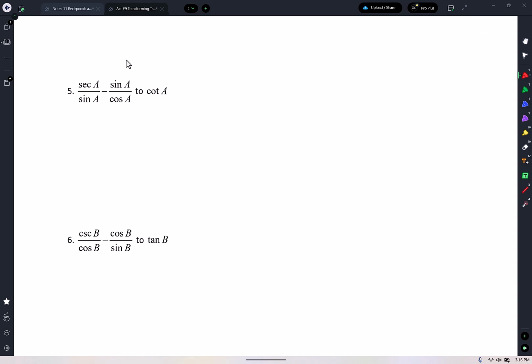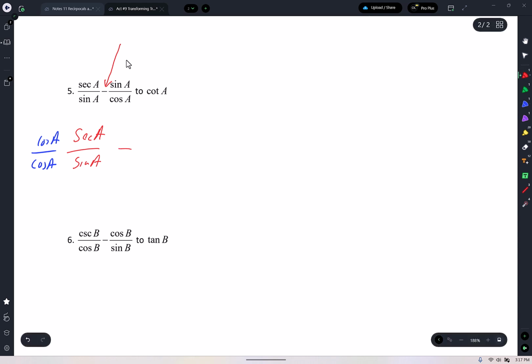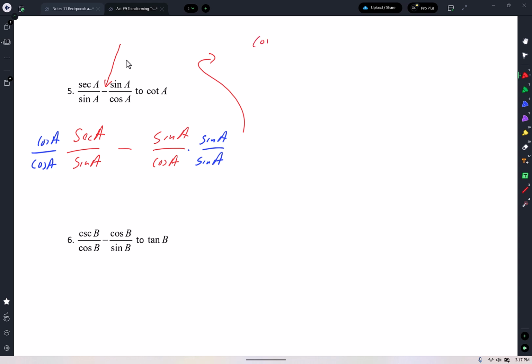So number 5, I have this. I want to subtract them. You can't subtract until you find a common denominator. So I'm going to take the secant A over sine A, and I'll multiply this by cosine A over cosine A. And then minus the sine A over cosine A, and I'm going to multiply that by sine A over sine A. When you do that, you're going to get cosine A, secant A. Those are reciprocals of each other. That's a 1, but I'm going to leave it in there for now.